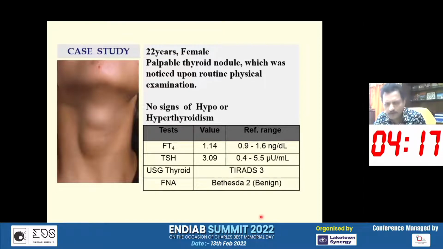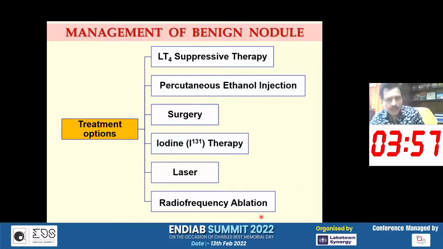So nothing much to do. Only reassurance is required. The patient should know that she is not harboring any malignant disease. They should be reassured that they are nicely evaluated, and we have ruled out the possibility of malignancy. So we have a lot of options. If the patient really wants to get rid of their swelling, then we have some options for them: T4 suppressive therapy, percutaneous ethanol injection, and the patient can opt for surgery also if they really desire so, because they do not want that nodule in the neck for cosmetic reasons. There are other options like iodine therapy, laser, and radiofrequency ablation.